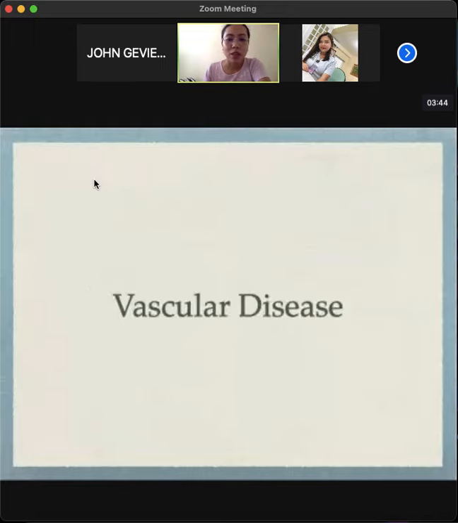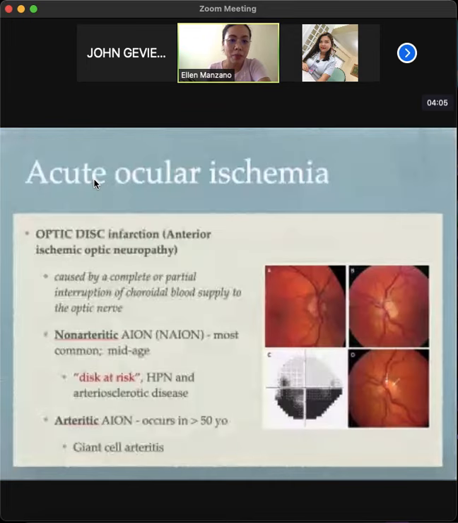So let's start with the vascular diseases. There is nowhere else in the body where you can examine the circulation or blood vessels so closely as what we do during our fundoscopy. Your retinal arteries are similar to the arterioles in your systemic circulation. So in acute ocular ischemia, it can result in an optic disc infarction, choroidal infarction, or retinal infarction or ischemia.